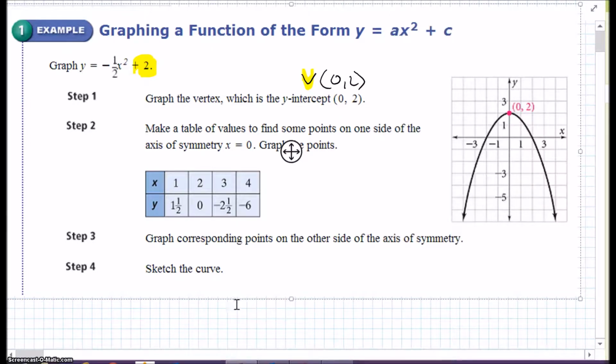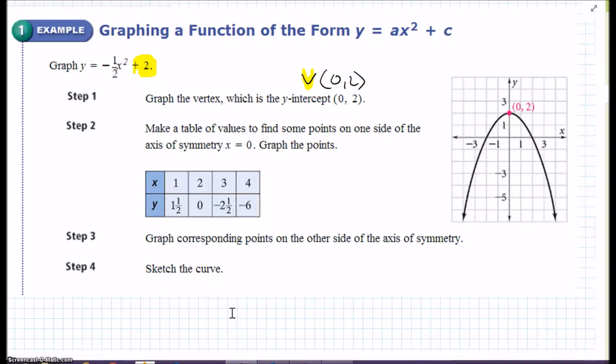And then we just make a table of values. We just plug points for x and solve for y. We just plug and chug. The example here, we use x equals 1, 2, 3, and 4. We plug that back into the equation and solve for the 4 variables for y. Then step 3, this is important, graph the corresponding points on the other side of the axis of symmetry. And then step 4, sketch the curve.